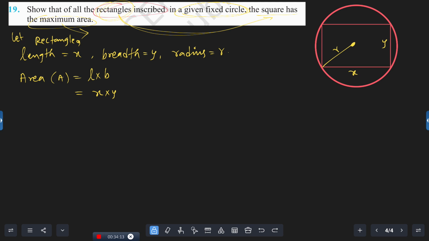Either one variable, either x or y, you can follow. But there are two variables, x and y, here. So any one you have to remove. What can we use? The inscribed rectangle is given. If you join this, that is also a radius. This also a radius. This also a radius. Am I right?